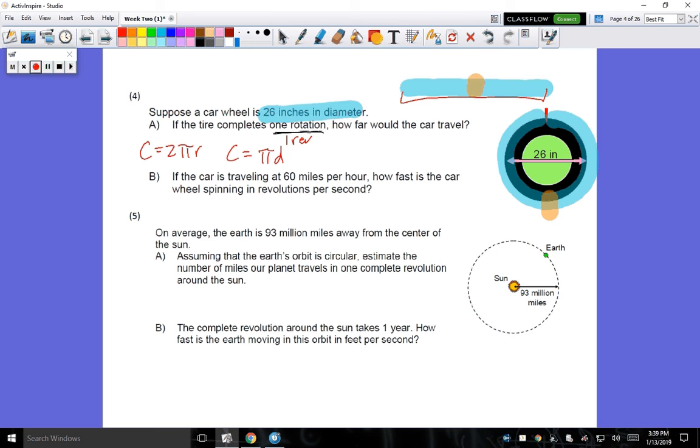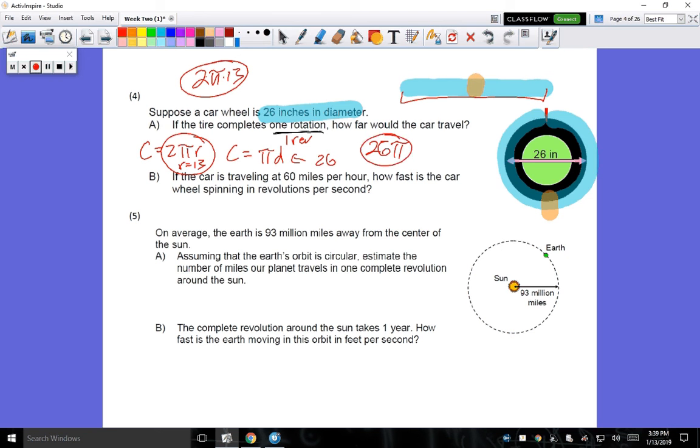So what we want to do is we want to know how far it would travel. All we have to do is multiply, either by saying the radius is 13 and multiplying this, so we get 2 times pi times 13, or we could just say the diameter is 26, so we multiply and get 26 pi. Either way, 26 pi is still the same.